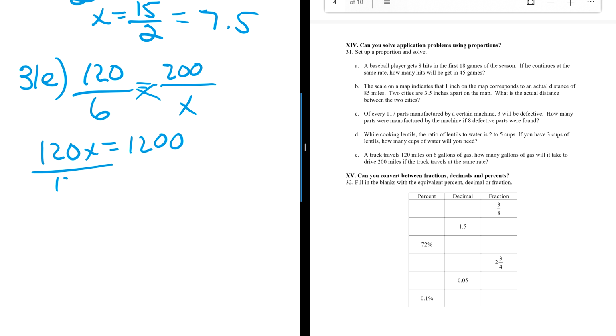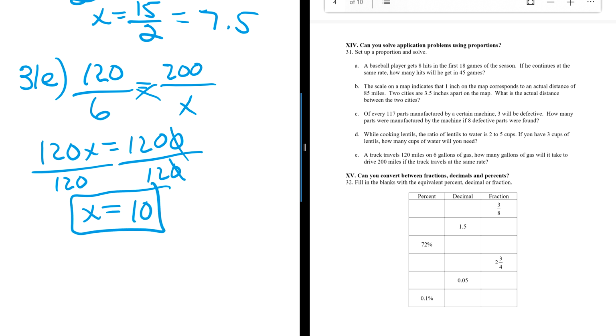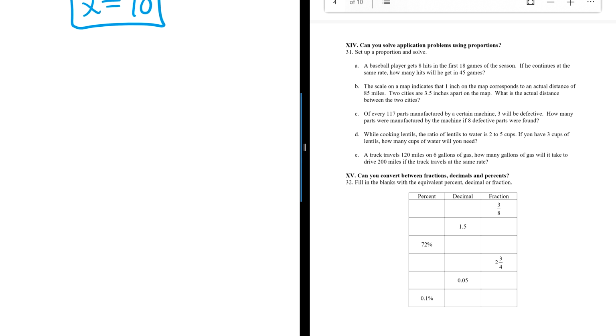I'll divide 120 on both sides. So what have I got? x equals, zeros cancel out. 120 divided by 12 is 10. So x equals 10 gallons of gas. That's 31E.